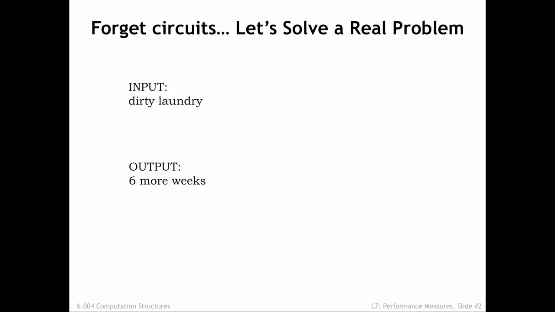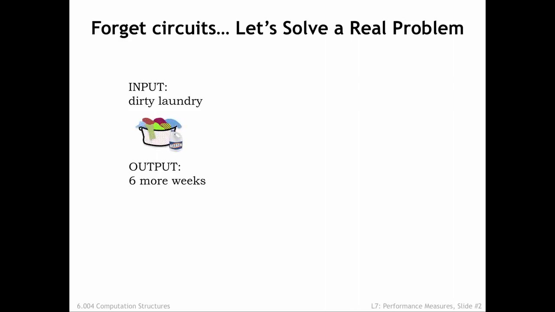In this chapter, our goal is to introduce some metrics for measuring the performance of a circuit and then investigate ways to improve that performance. We'll start by putting aside circuits for a moment and look at an everyday example that will help us understand the proposed performance metrics. Laundry is a processing task we all have to face at some point.